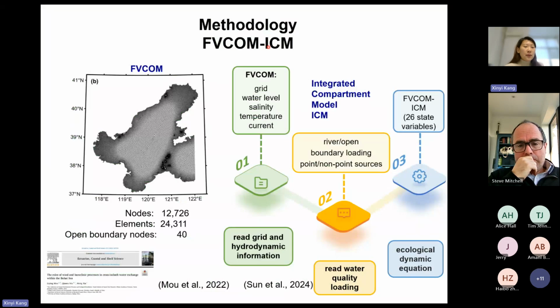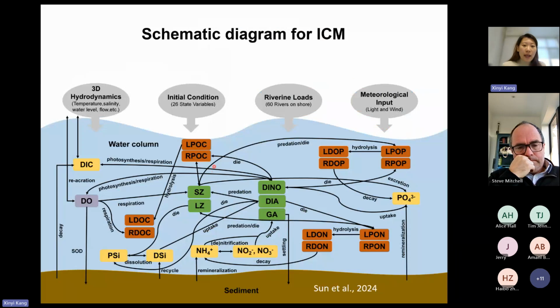In the study, we also applied a coupled hydrodynamic-ecological model called FVCOM-SAM. FVCOM is used to provide hydrodynamic information, and later on, the SAM model takes the nutrient loading and performs ecological dynamic calculations. So in the end, we could get about 26 data variables, including nutrients, phytoplankton, zooplankton, and dissolved oxygen. And this is the schematic diagram for SAM, including the important ecological dynamics.